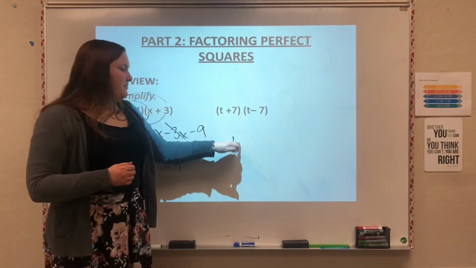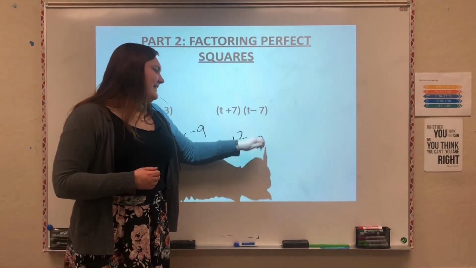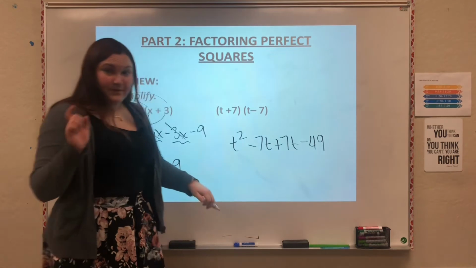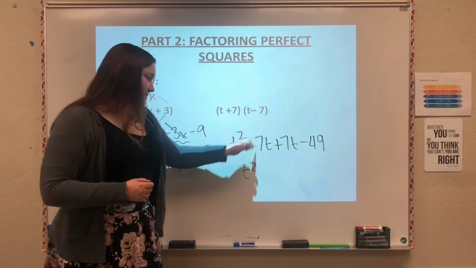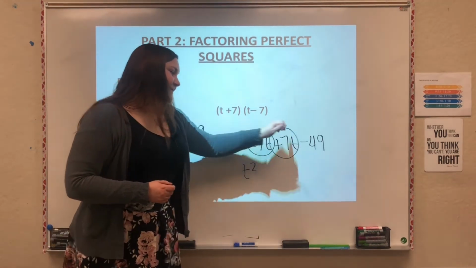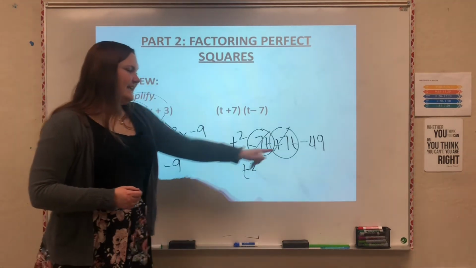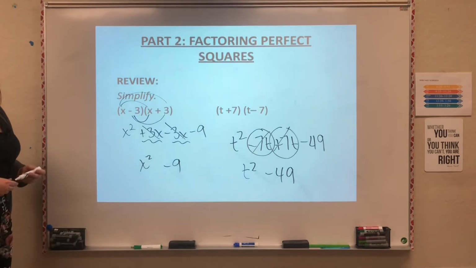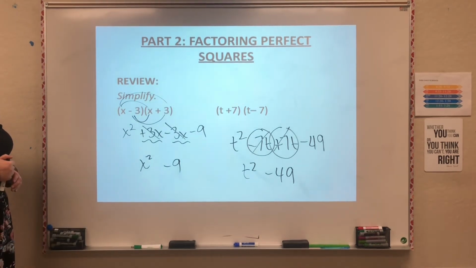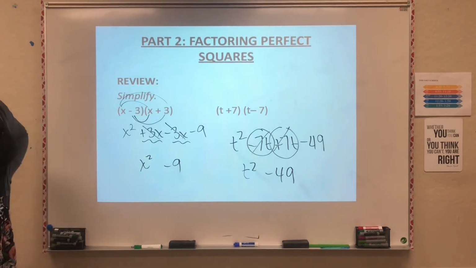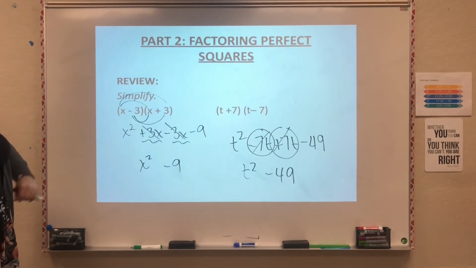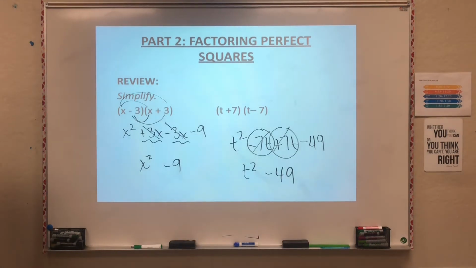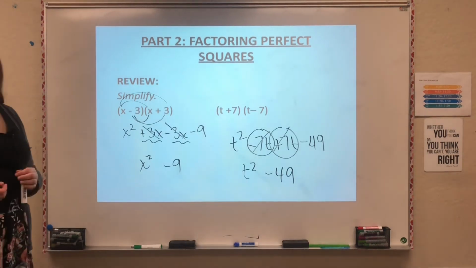That other one there, when you multiply it all out, you'll get t squared minus 7t plus 7t minus 49. And then when you go to combine, we get t squared, the negative 7t and the positive 7t cancel out. And again, we're just left with that minus 49, t squared minus 49. Now the questions I like to ask here are, what is similar about these 2 problems? And how are they different from the other ones we've been doing?